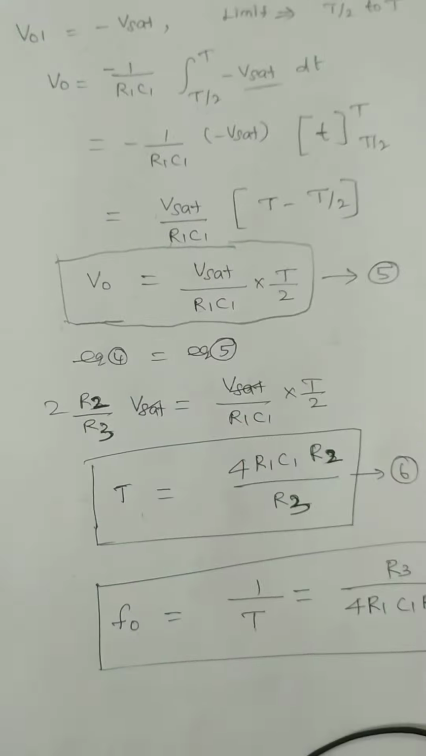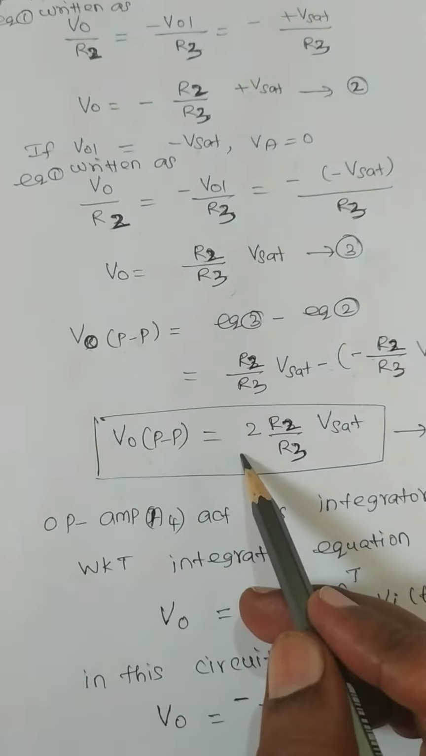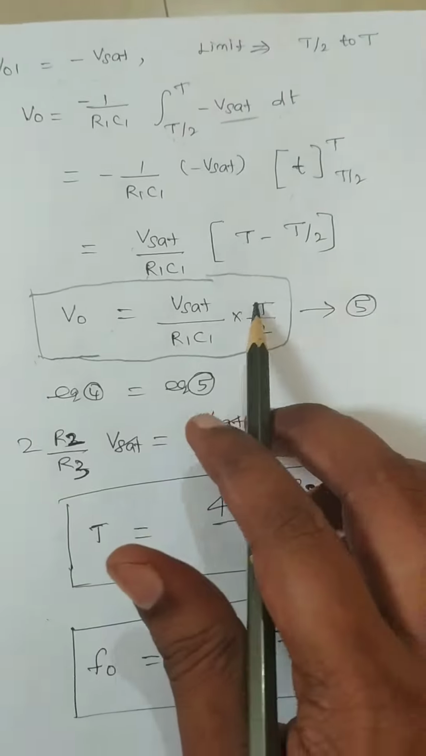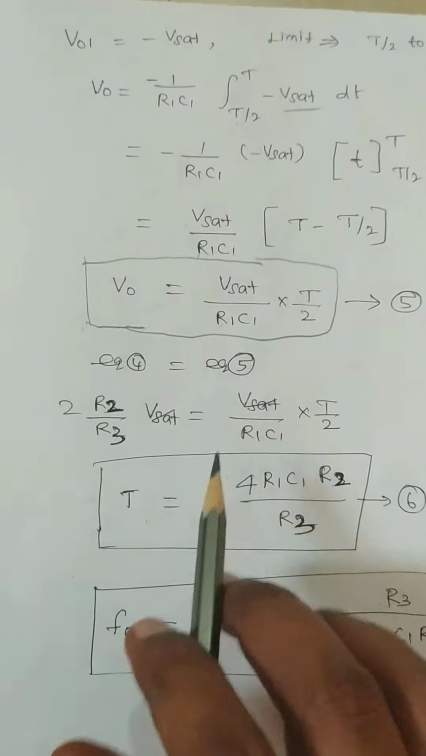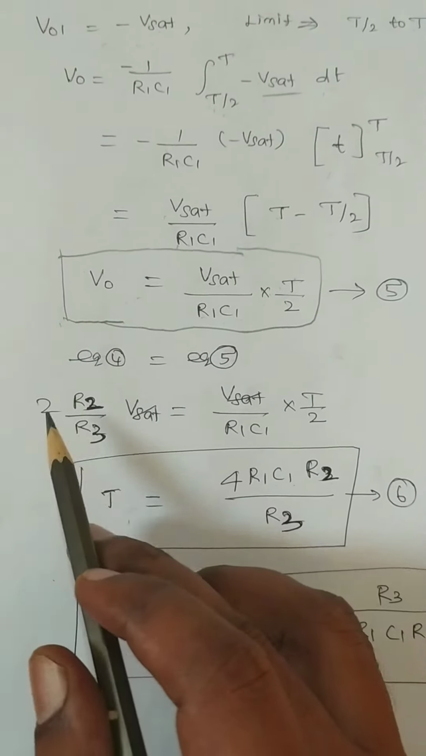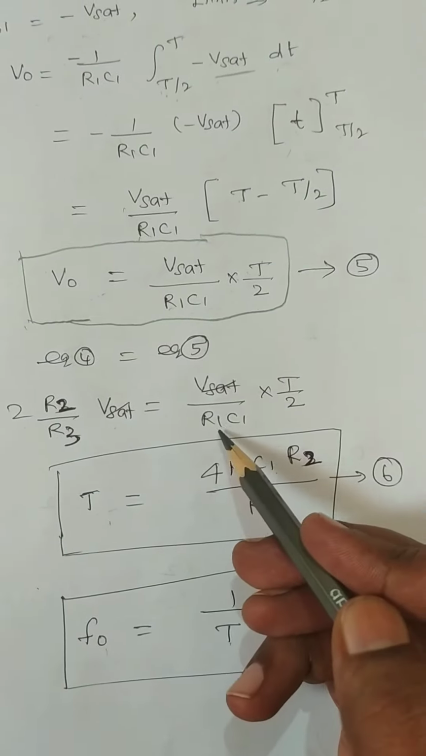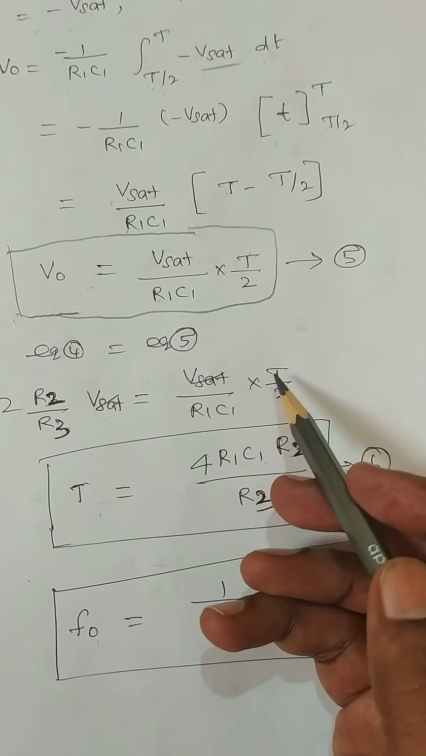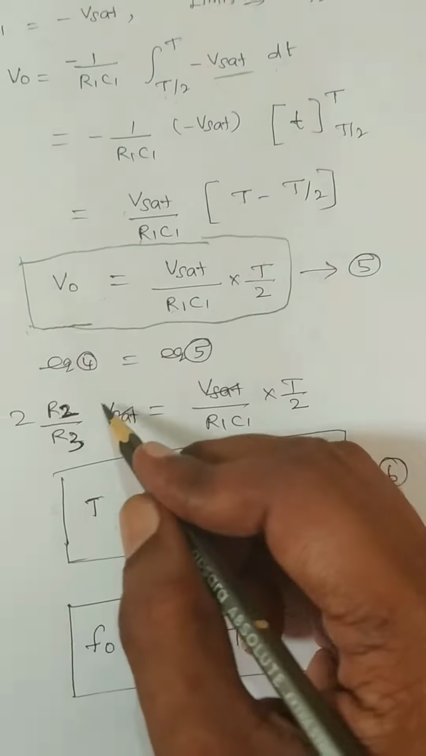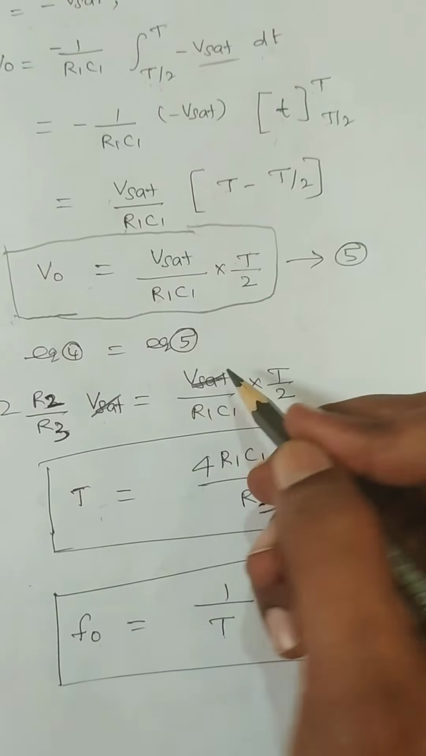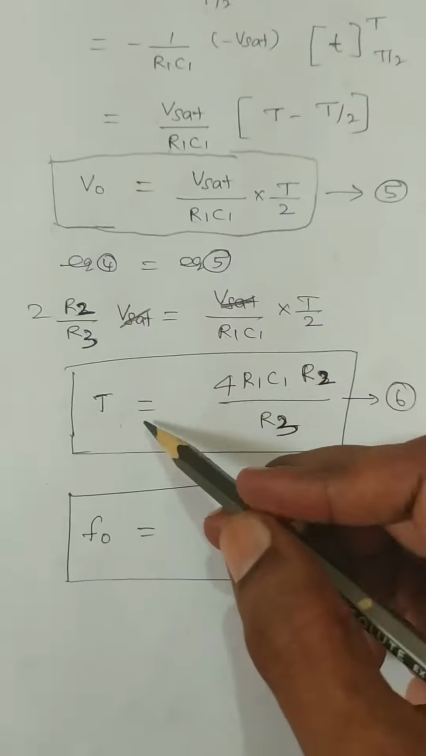Equation 5. Now we already saw equation 4, V naught peak to peak, and now equation 5. Equating both equations, we will get the time period T. So 2R2 divided by R3 VSAT is equal to VSAT by R1 C1 times T by 2. This VSAT cancels. Remaining, you can find T, which is equal to 4R1 C1 R2 divided by R3. Through this time period you will find the frequency.